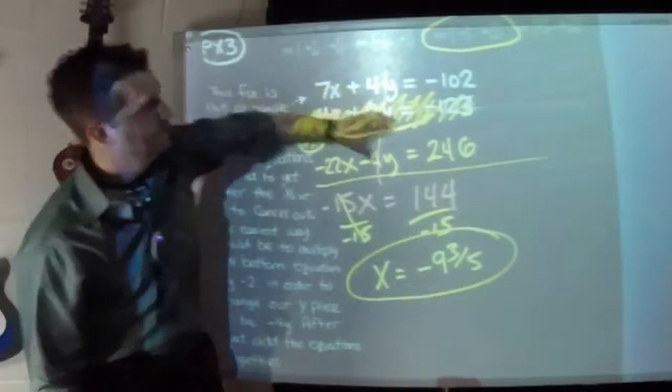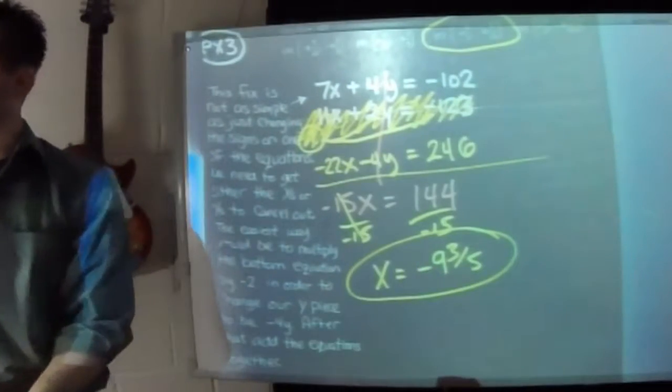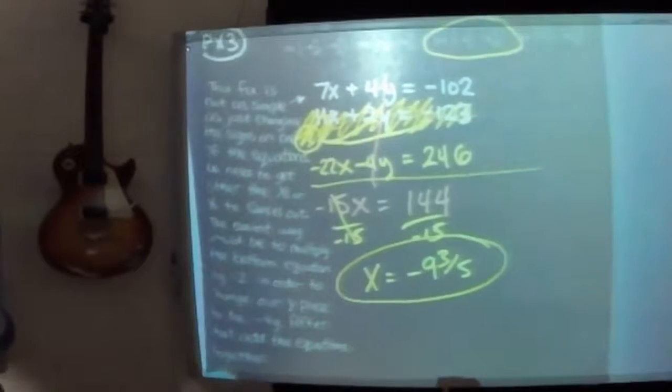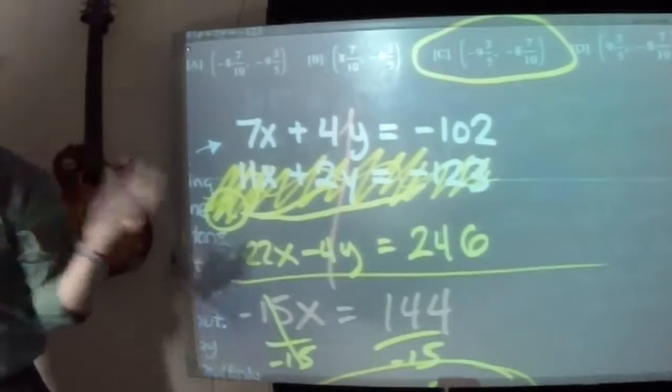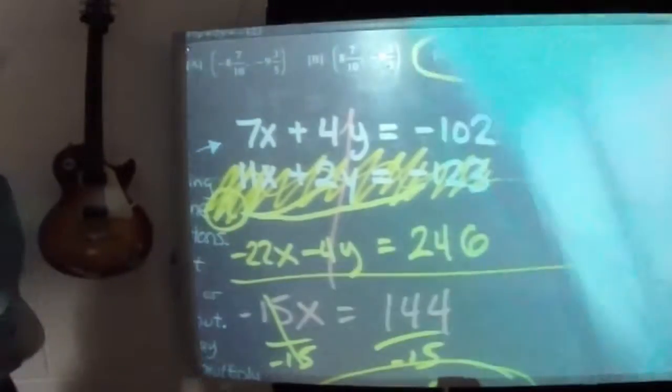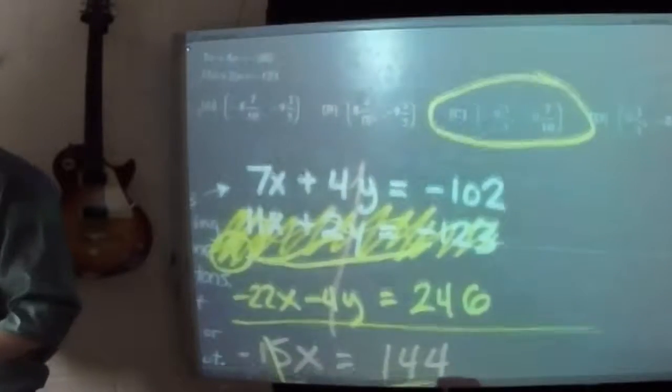You'd have to move this over and then divide by the coefficient, and if you did it right, you would get negative 8 and 7 tenths. In this case, you don't have to, and because Piper said these are ugly fractions, we don't want to, so we'll go ahead and skip.